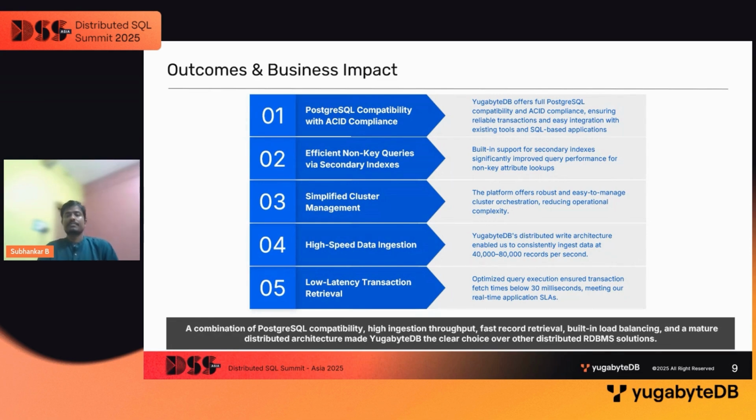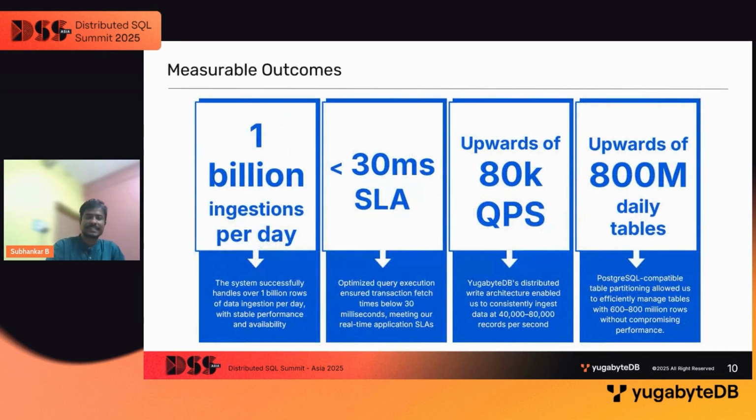And with this YugabyteDB architecture, we were able to maintain the ingestion rate at 40,000 to 80,000 records per second per table, and it has also moved up to 100,000 records per second. Latency was reduced to as low as 30 milliseconds with this architectural approach. So this is what we have achieved with Yugabyte in our current application.